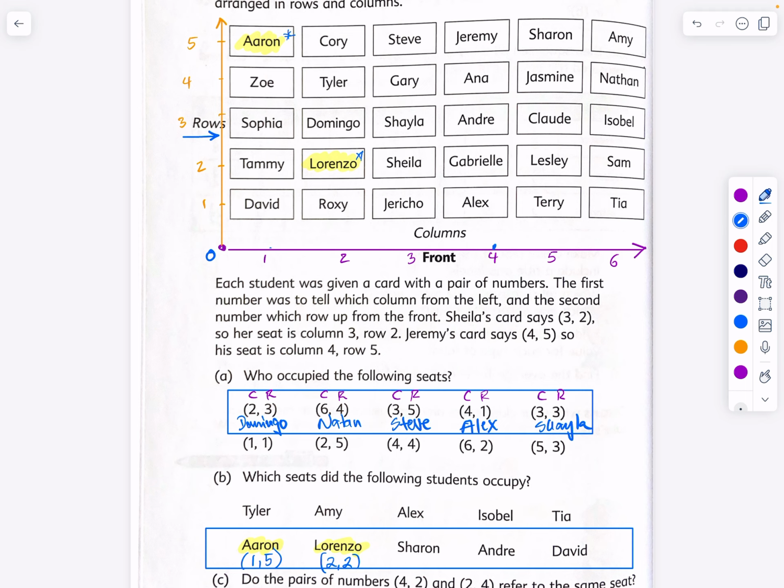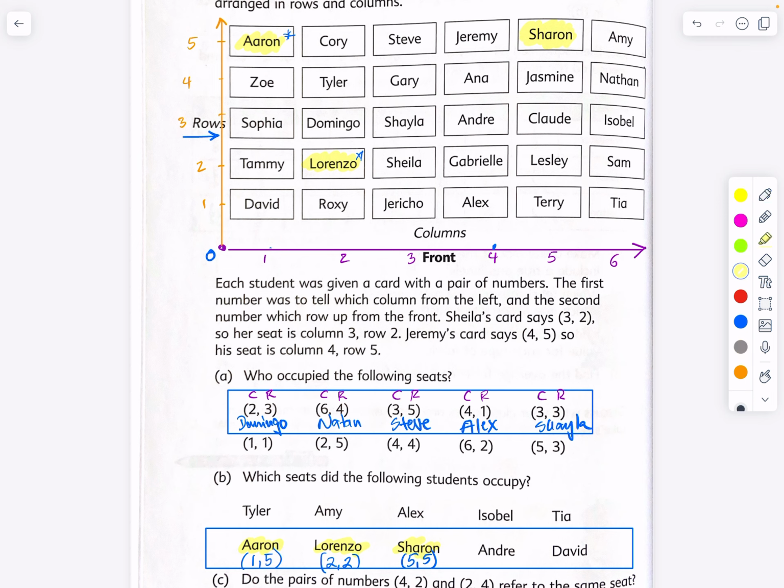Here is Lorenzo, here is Aaron. The 3rd person is Sharon. Sharon is right here. I found her much quicker than Lorenzo. So let's figure it out. Let's go to the right. In which column is Sharon? She's in 5th column and we go all the way up to 5th row. So Sharon is in 5th column and 5th row.